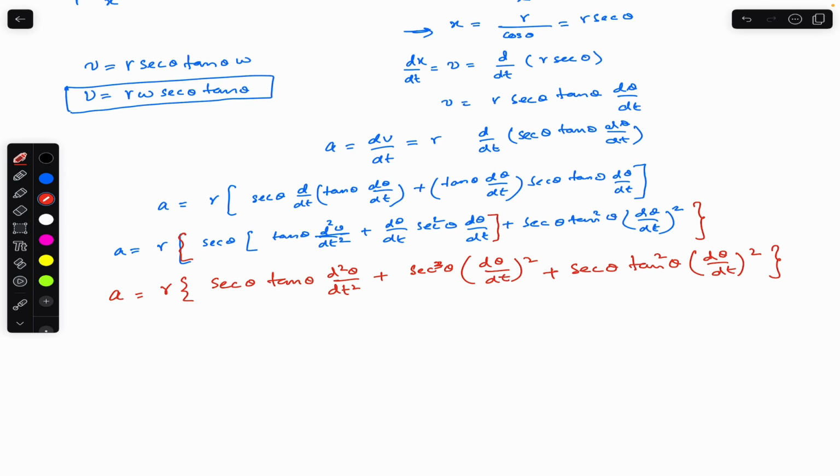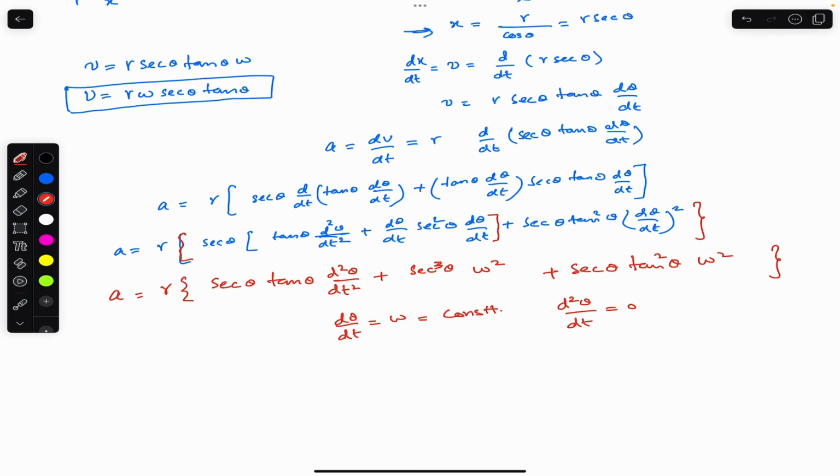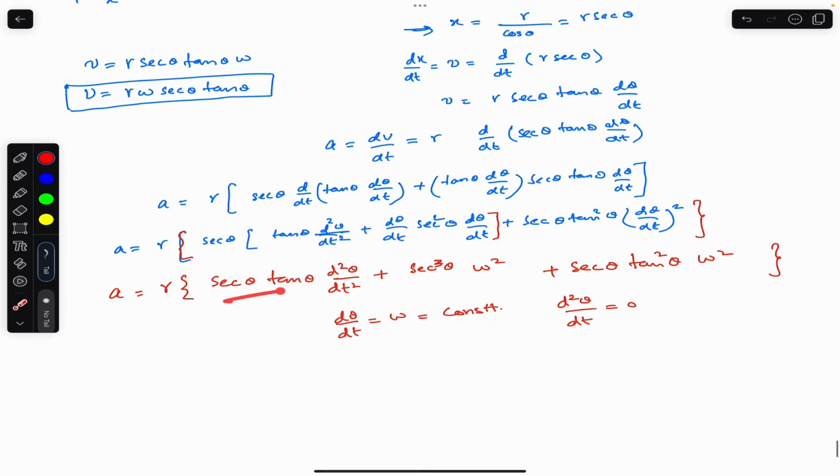And now we know that d theta by dt is omega. So we can replace this by omega, and we can replace this by omega. So this is omega square and this is omega square. So let's represent this here. Let's write omega square. And as we know that this omega is constant, so if d theta by dt is constant, d square theta by dt square will be equal to 0. So this means that this term is 0, so this whole term will become 0. So let's remove this term. We are left with this term and this term.